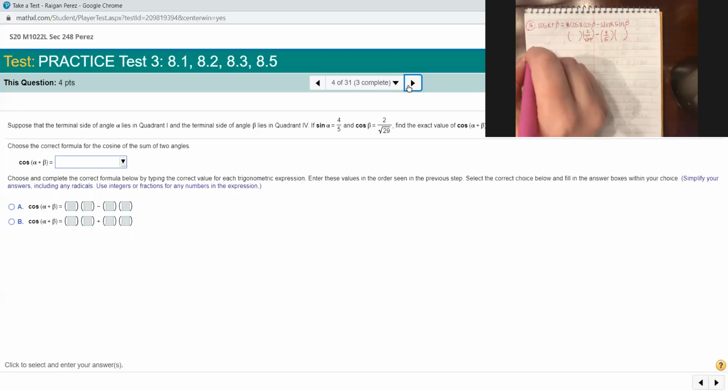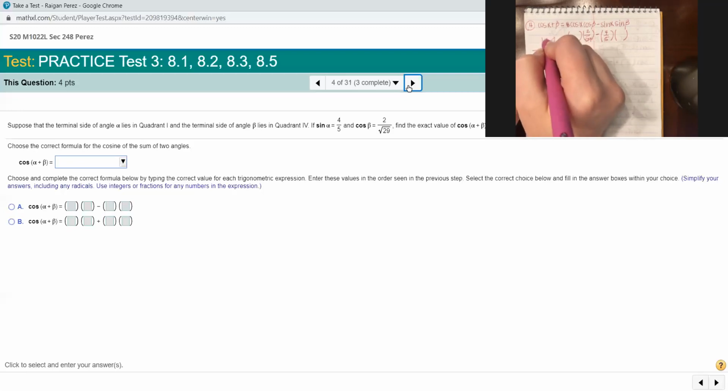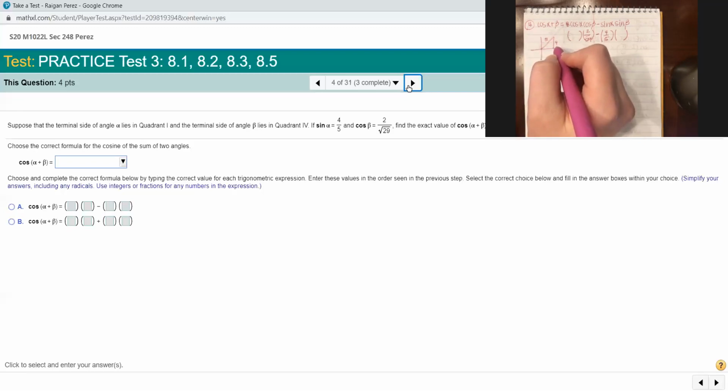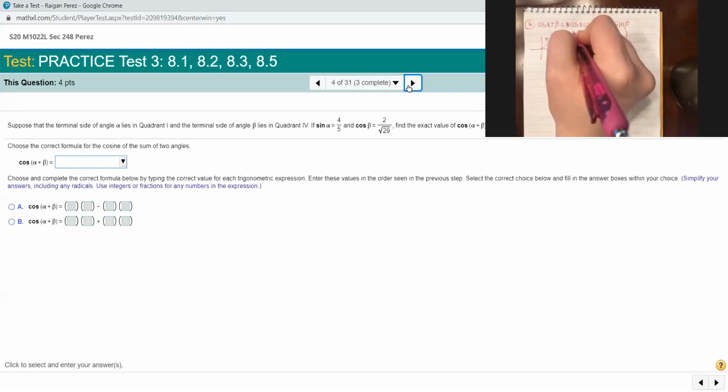So it tells you the quadrant. Alpha is in quadrant 1, that means they're both positive, right? And we've got sine of alpha is 4 over 5. So you gotta find the other side. 25 minus 16 should be 9, and the square root of that is 3. So cosine of alpha is 3 over 5.